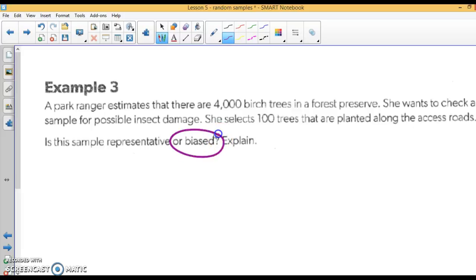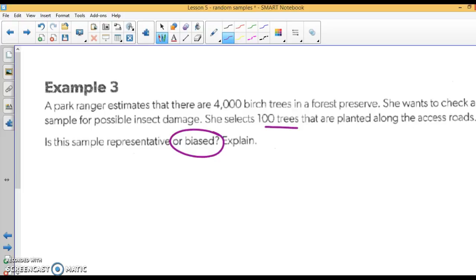Well, it's biased. Why? Because for a sample to be random or representative, every tree would need to have an equal chance of being picked. Here, she's only picking 100 trees that are next to the road. So the other trees deep in the forest have no chance of being picked.